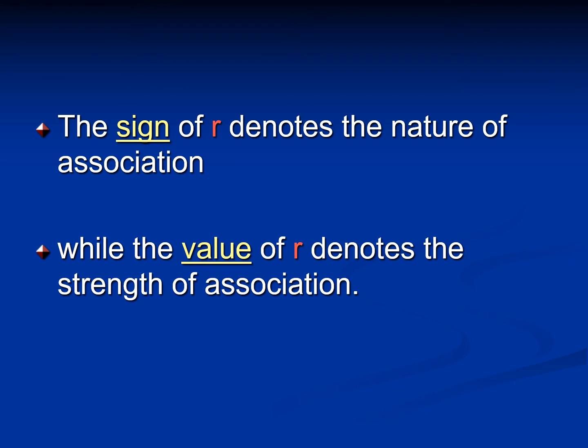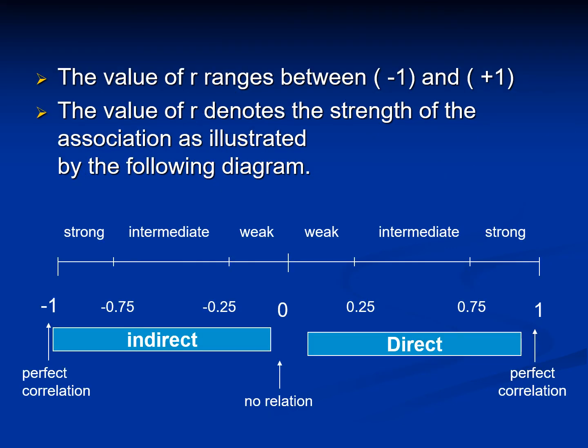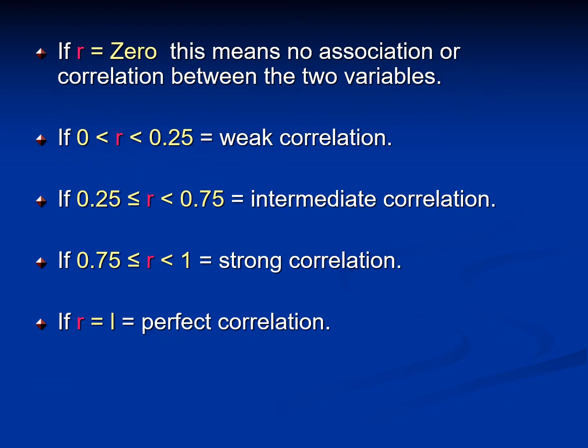The sign of r denotes the nature of the association, and its value denotes the strength of the association. If the sign is positive, there is a positive relationship, and if the sign is negative, there is a negative relationship. So the value of r lies between -1 and +1. If r is 0, it means there is no association between the two variables.